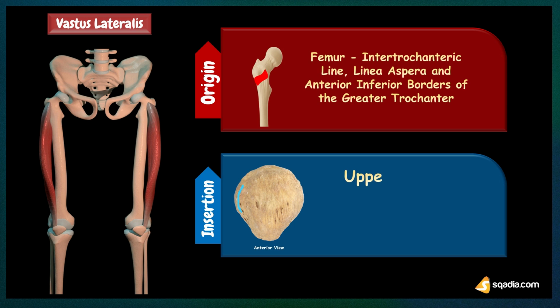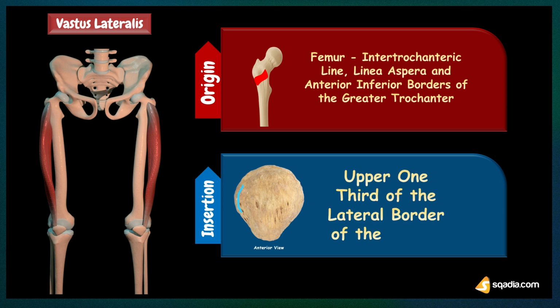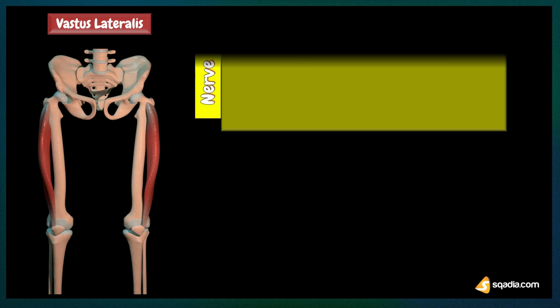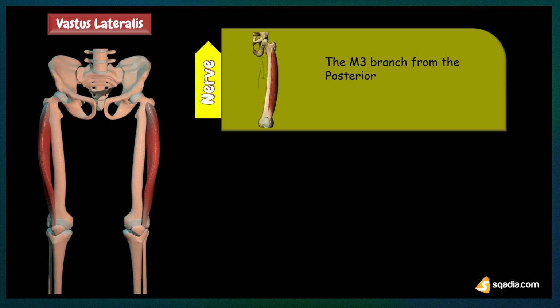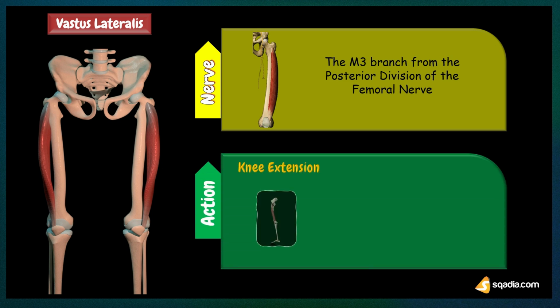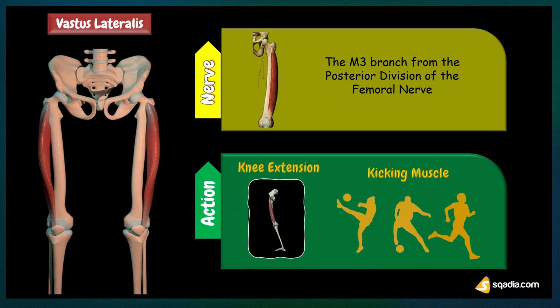The fibers of this muscle converge and are inserted at the lateral part of the base of the patella, the upper 1/3 of the lateral border of the patella, and the expansion to the capsule of the knee joint, tibia, and iliotibial tract. This muscle is innervated by the M3 branch of the posterior division of the femoral nerve. The M3 branch also supplies the knee joint. As for the action of the vastus lateralis, the muscle acts as an extensor at the knee joint and plays a role in standing, walking, and running.